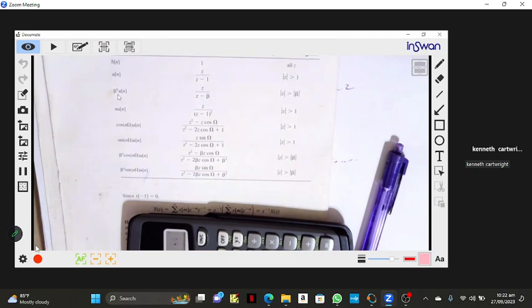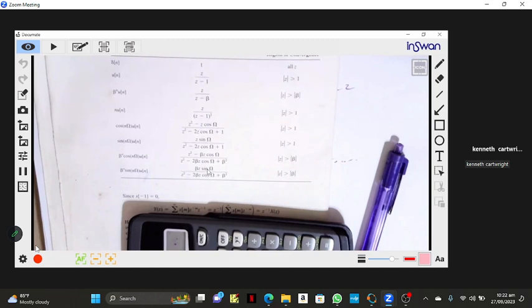The z transform of beta to the power of n is a general case of the one up here. Where we had 1, we replaced it with beta. This one up here is just beta equal to 1. This one here is just a ramp. That's z over z minus 1 all squared. Cosine is this one. Sine is this one. Decaying cosine is this one. And decaying sine wave is this one.